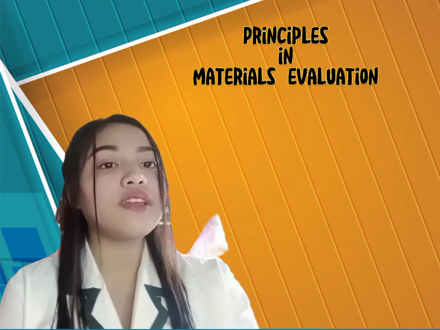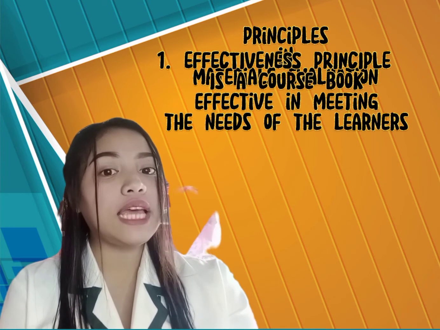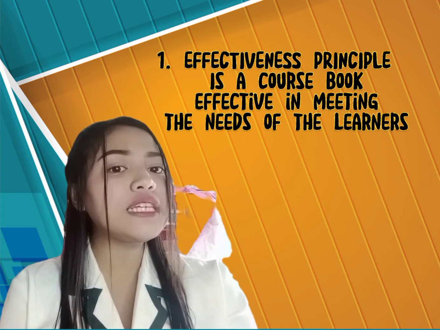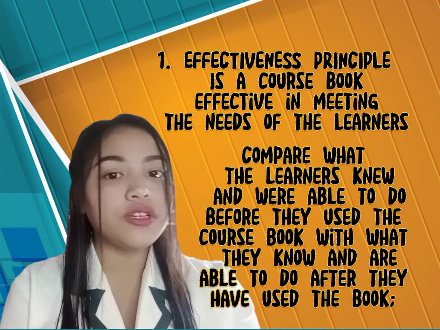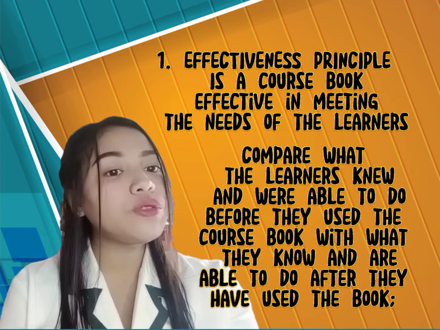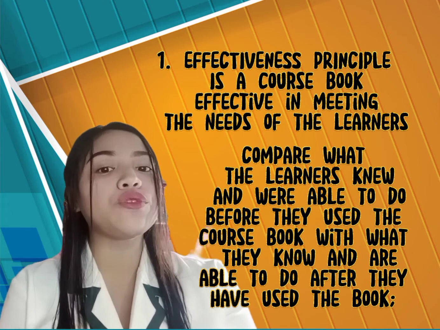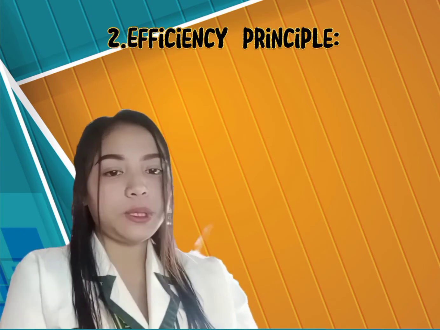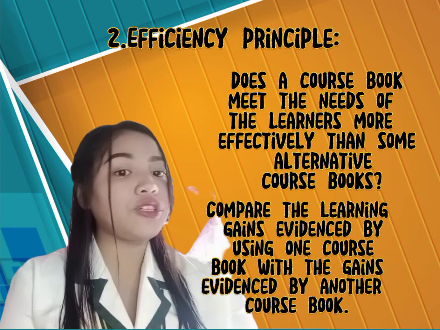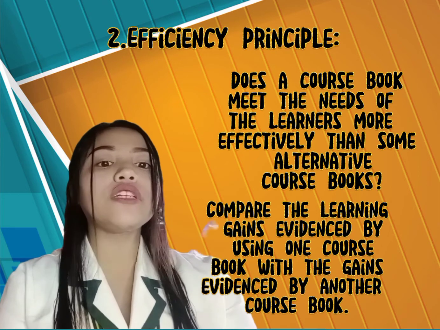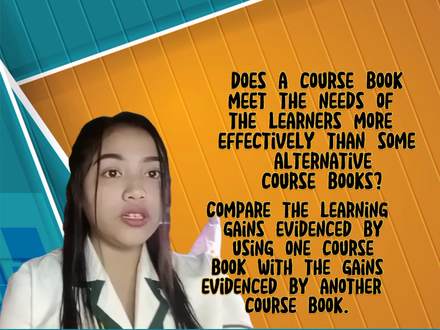Principles in materials evaluation. There are two principles in materials evaluation: effectiveness and efficiency. Effectiveness principle: is a course book effective in meeting the needs of the learners? Compare what the learners knew and were able to do before they used the course book with what they know and are able to do after they use the book. Efficiency principle: does the course book meet the needs of the learners more effectively than some alternative course book? Compare the learning gains evidenced by using one course book with the gains evidenced by another course book.